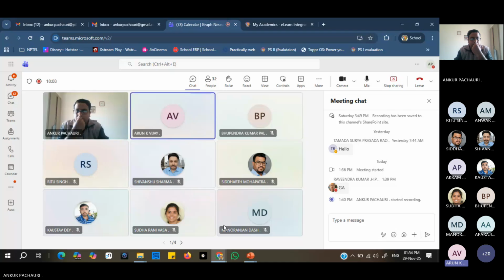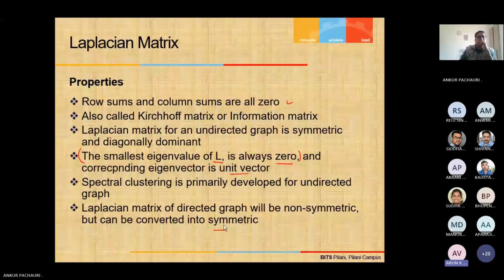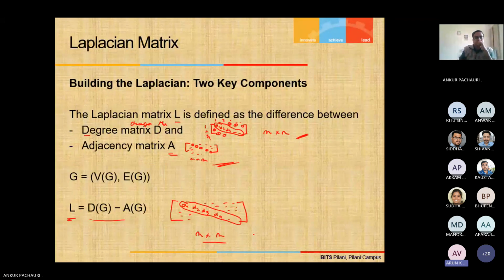Yeah, sir, can you hear? I have a question. So basically, the Laplacian matrix would be a matrix which has the degree on the diagonal and everything else as the minus of adjacency values. That's what it is, right? It can be for a weighted graph as well. Okay. Clear?